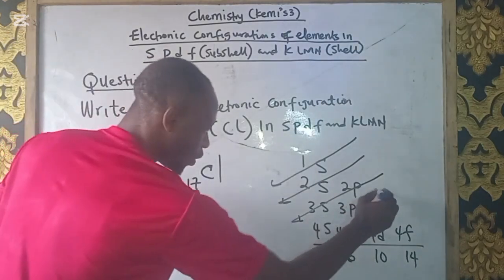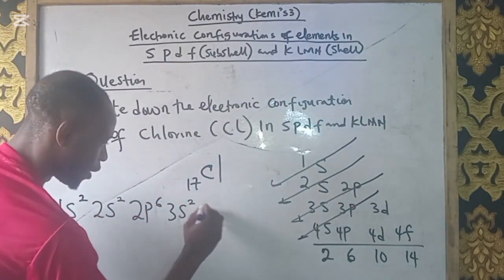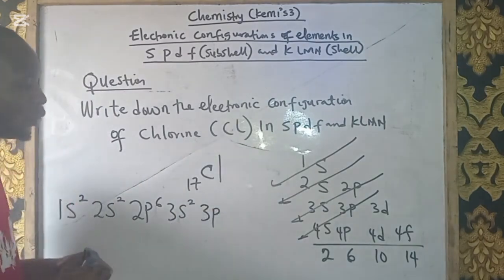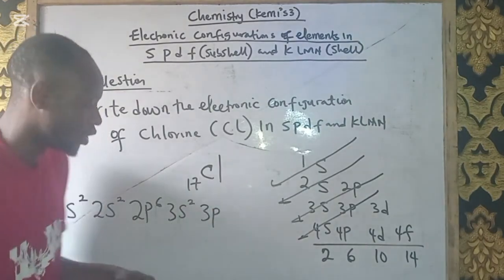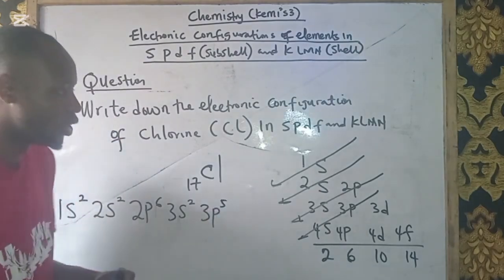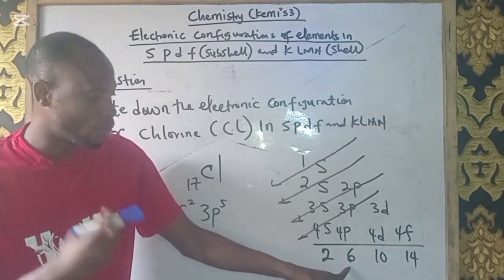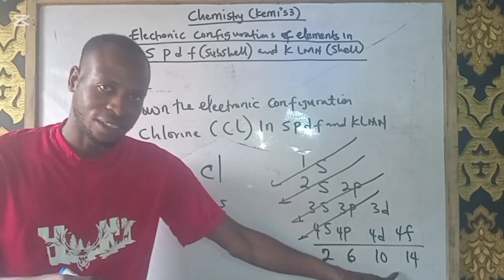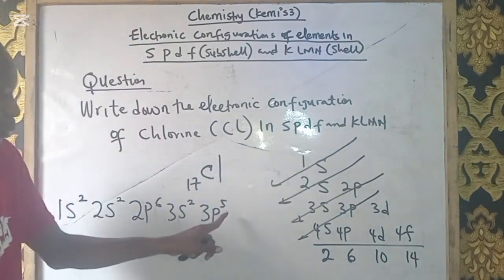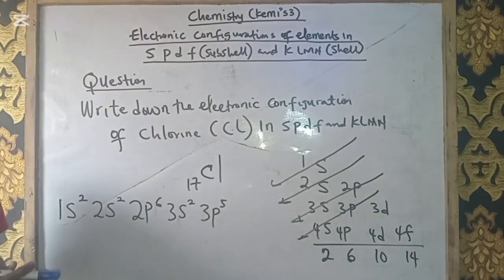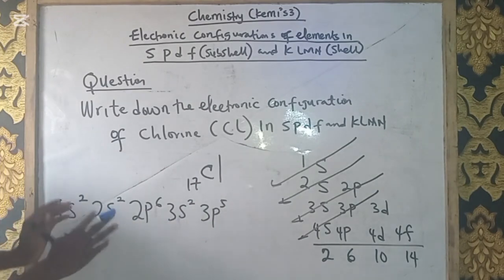So we go to the next one, you strike this, we have 3p. But because for p we only need 5, we don't need 6, you can simply write 5. You don't need to put the 6. What this is trying to tell you is that the maximum electrons that each subshell can occupy is this. Do you get it? So just put your 5 here. So we are done with the configuration in SPDF format. This is how to represent that.